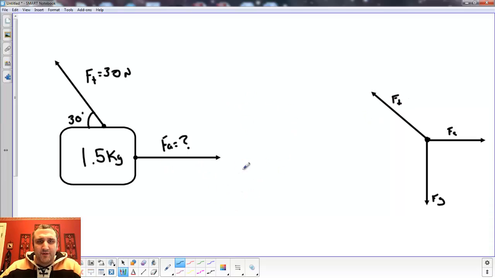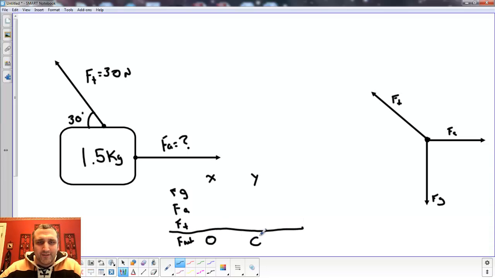And we're sitting in the same place where we were before. We really should probably just make an XY chart to get everything sort of hammered out here. So we got FG. We've got FA, and we have FT, and then we know they all have to add up in F net and have an F net of 0 in the x and 0 in the y. So the FG, well, I'll come back to the FG and why we had to change it. But we know that the FT is 30 newtons, and we know we've got an angle of 30 degrees.